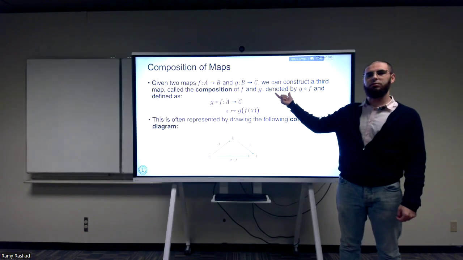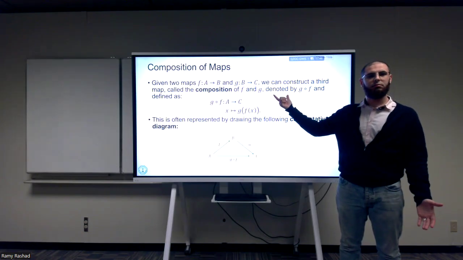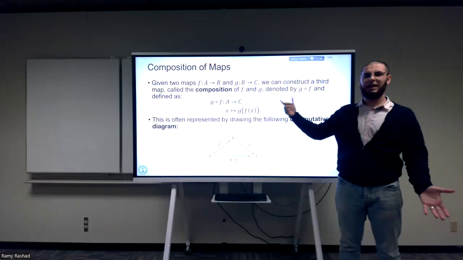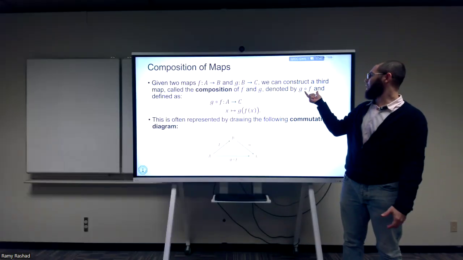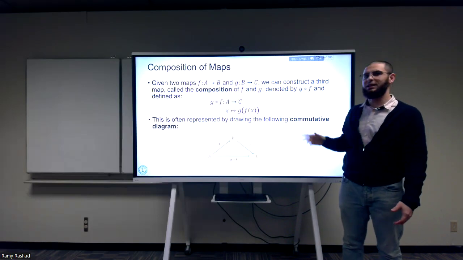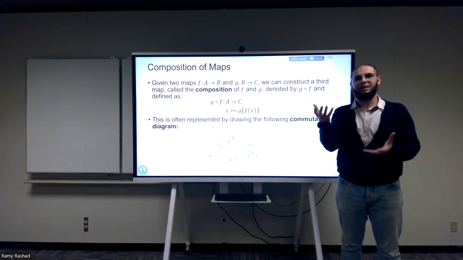You know what denote means? Express. It's just like express. I'm going to write it as... So whenever I write G circ F, what does that mean? What is that object? Is it a set?